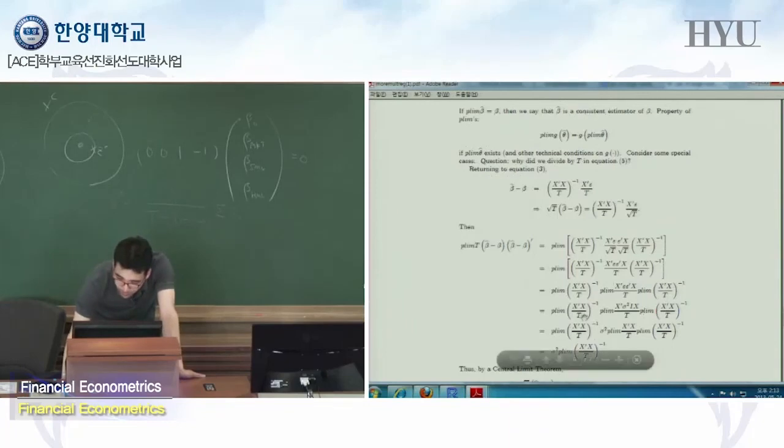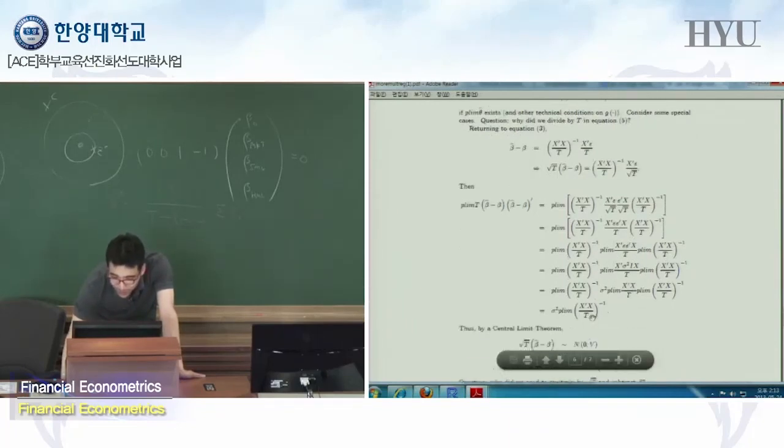And then because of the large numbers, actually this second part becomes p-lim of x prime sigma square I x over t. Now we can put this sigma square part in front of this one, and then move this one again, and actually this one and this one cancel out.